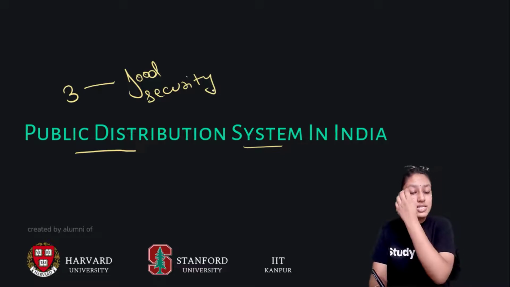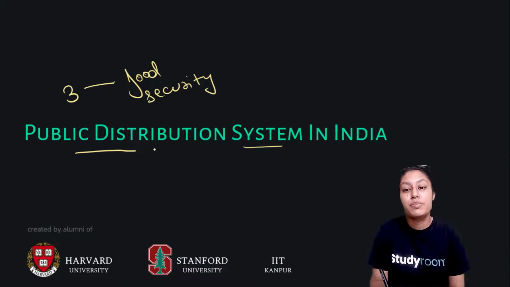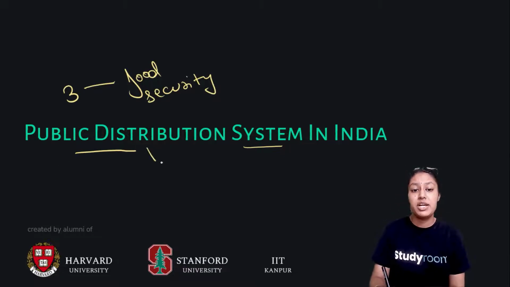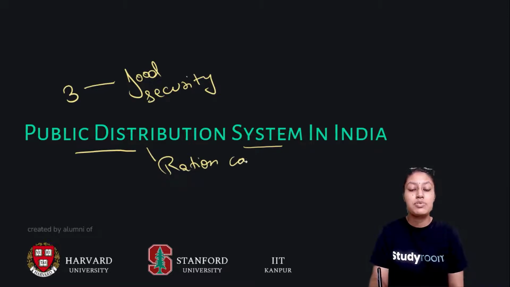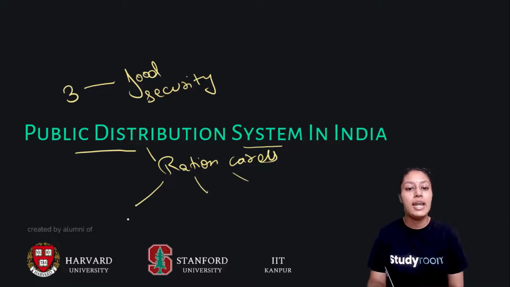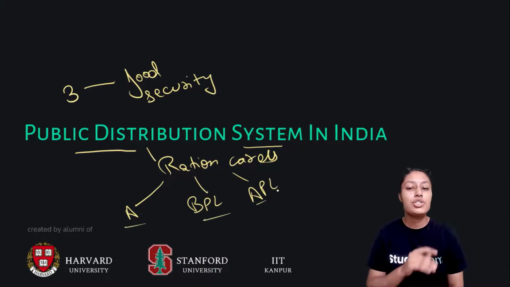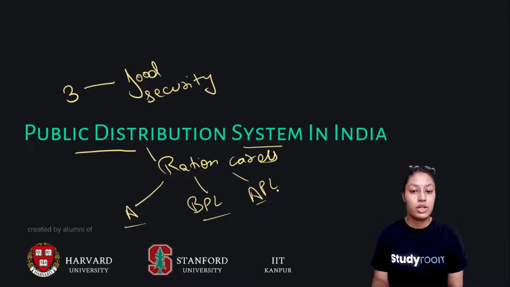Now, what do you understand by public distribution? We have studied about ration cards in it, right? We have studied about three types of ration cards: Antyodaya card, BPL, and APL. Okay, Antyodaya, BPL, and APL. Now, these three are not just the only measures that have been taken by the government to improve the condition of food security in our country.